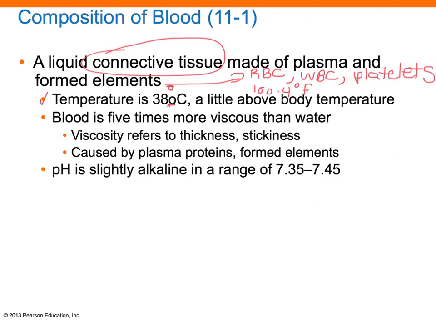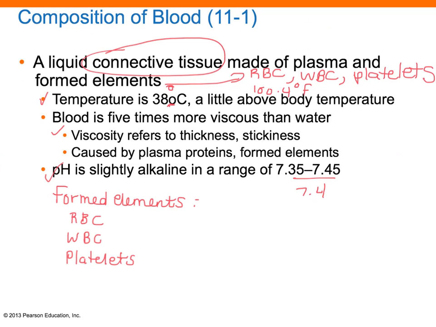Its viscosity: it's viscous, so it's about 5 times stickier than water. It's way more cohesive and resistant to flow, and the stickiness comes from the interactions of proteins, elements, and water molecules in the plasma. And it has a slightly alkaline pH. We will call the average here 7.4, but there's a very limited range between 7.35 and 7.45. And if it deviates from that range, that can cause some serious problems.